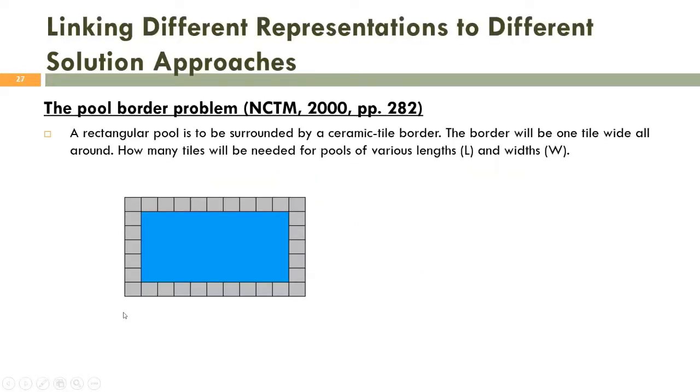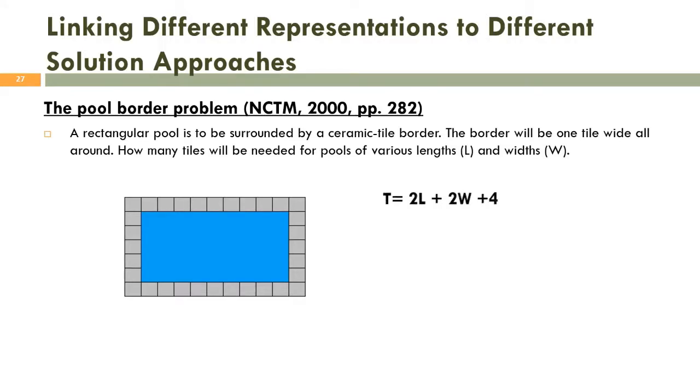Okay, and let's conclude. That's the last example that I'm going to provide. And let's conclude with an example of solving a problem. That's the very well known pool border problem. I have a rectangular pool, and it is to be surrounded by ceramic tiles, and I want my students to figure out how many tiles I'll need for pools of various lengths and widths. I'm giving students the opportunity to figure out different ways of solving this problem, and then I present their different ways and I try to very carefully connect them to the representation.